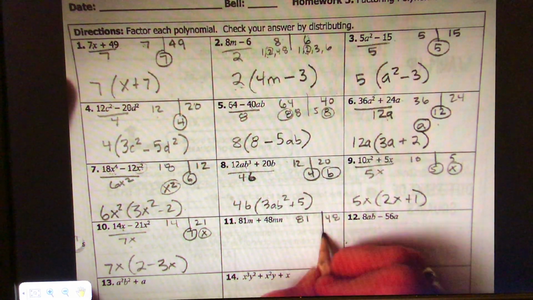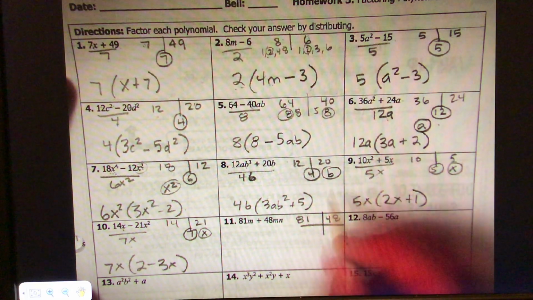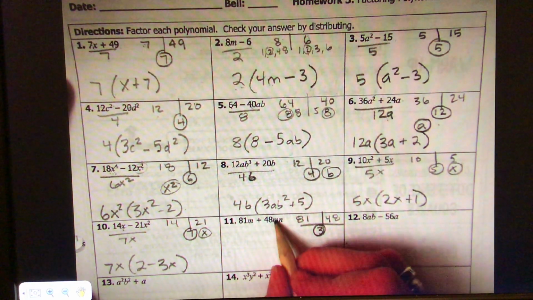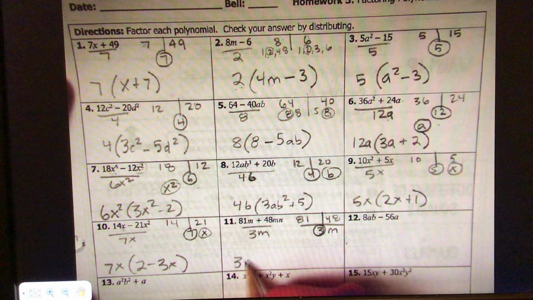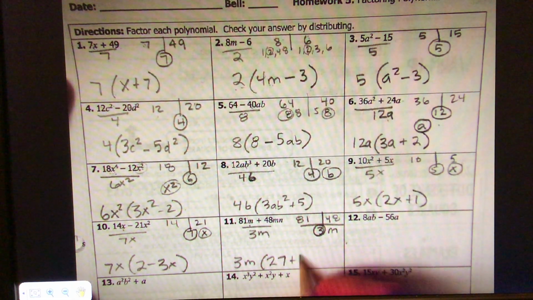81 and 48. If you were to do this out, you would realize, I don't know why I did it like that, that your GCF would be 3, believe it or not. And I have an m in both. So it's going to be 3m over 3m. 3m goes outside. I'm going to divide these, and that's going to be 27 plus 16n.